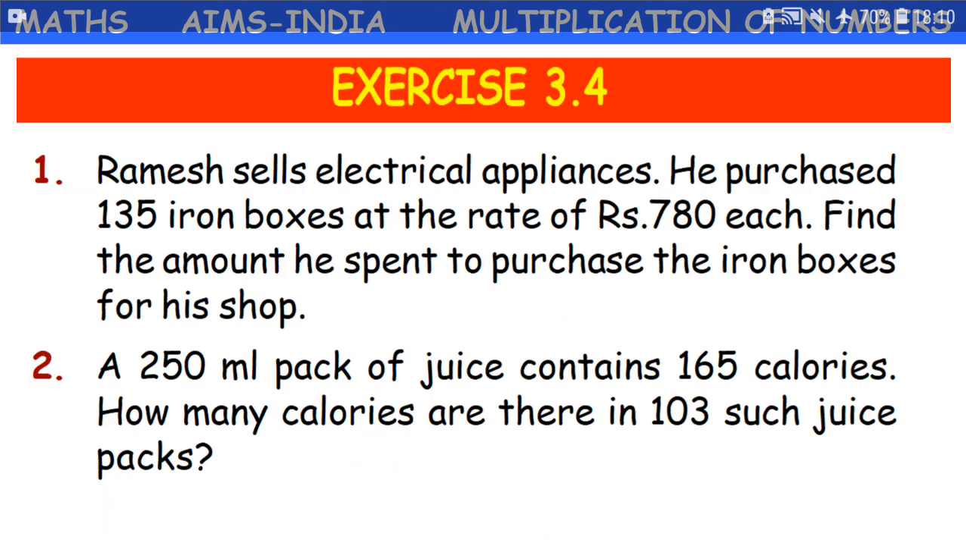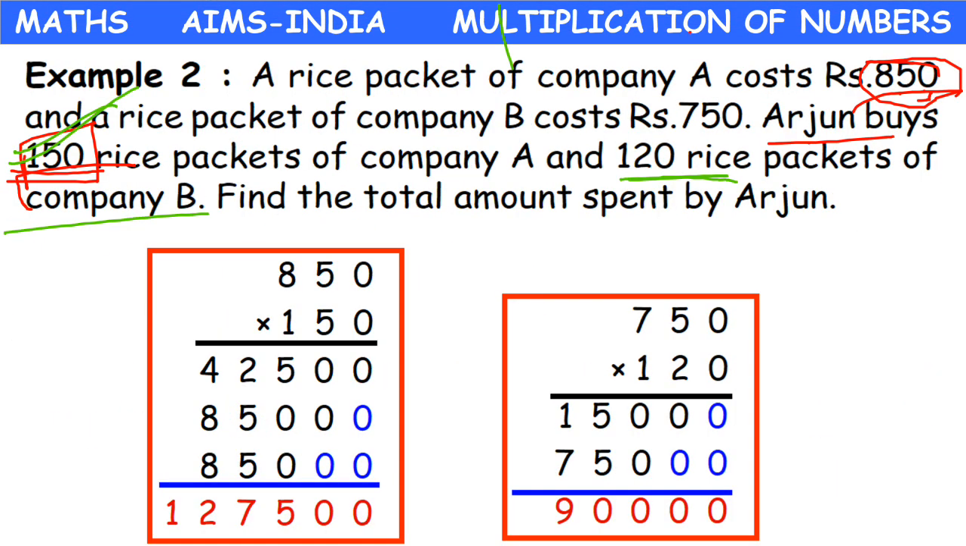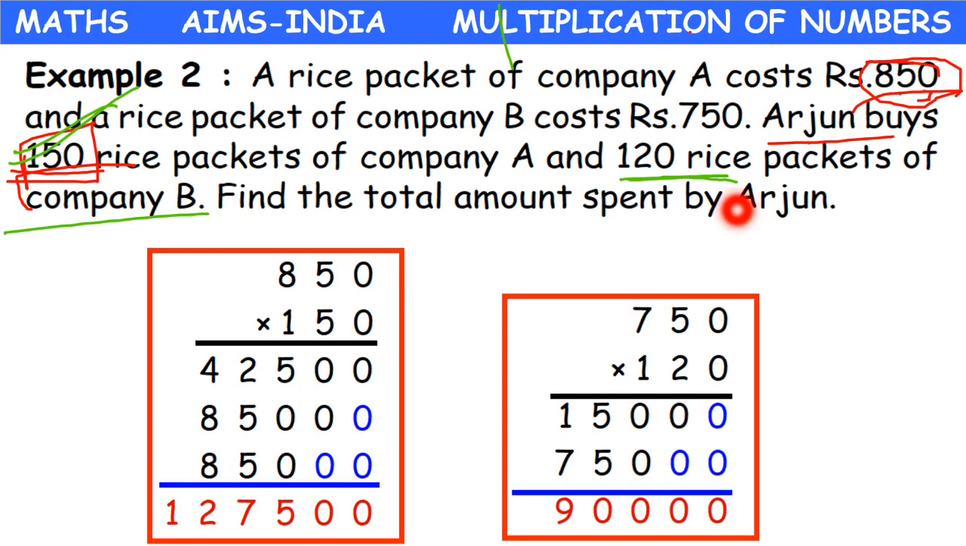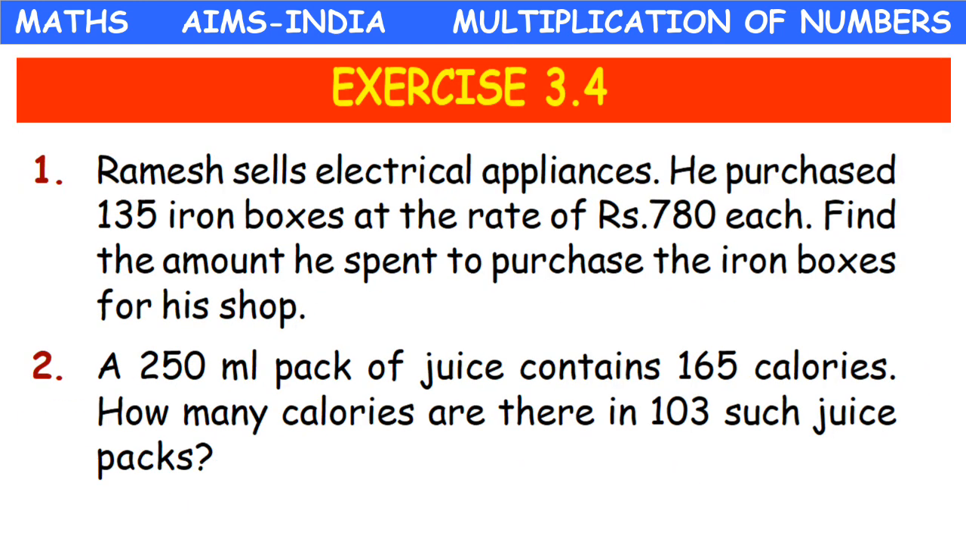Clear, children, how to solve word problems here? Yes, word problems. What did this word problem involve? First we needed to multiply the cost of a rice packet with the number of rice packets and then added both the costs of rice packets from company A and company B. And here we are having an exercise. Now I'll discuss these problems and you can try solving them at home.